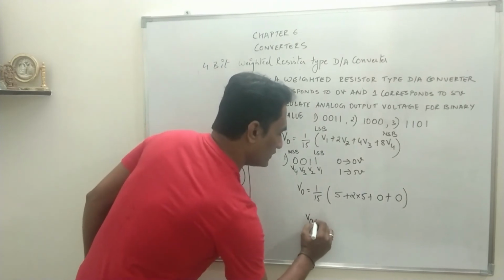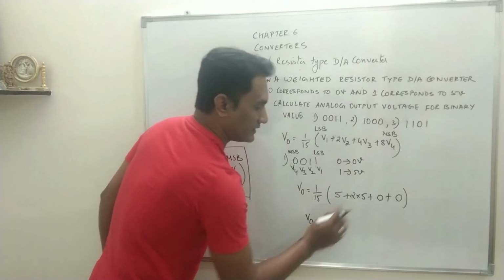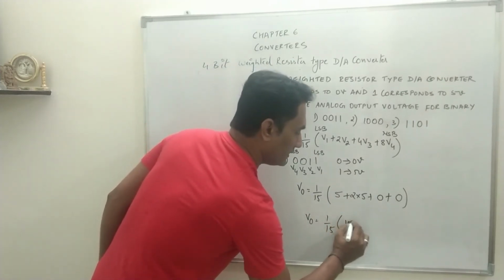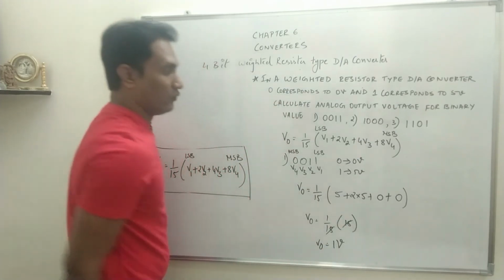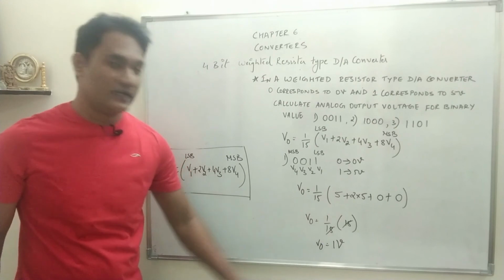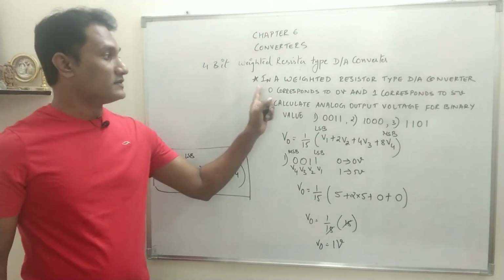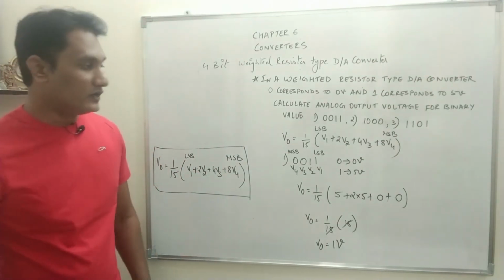So V0 is equal to 1 upon 15 multiplied by 2 5 is 10 plus 5, that is 15. So that value will be V0 is equal to 1 volt. So for binary value 0011, the analog voltage is 1 volt when 0 corresponds to 0 and 1 corresponds to 5 volts. So this is how we have to solve.